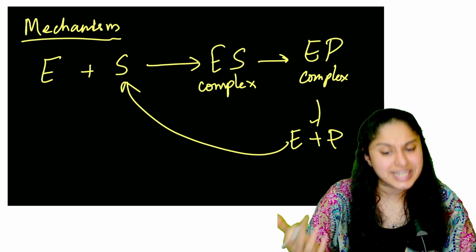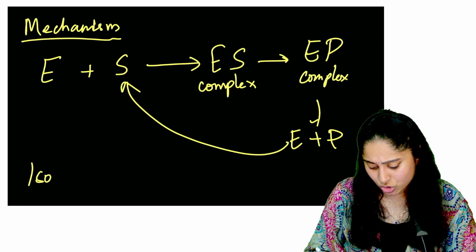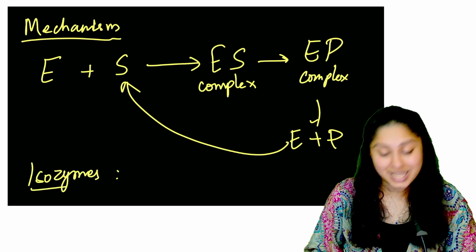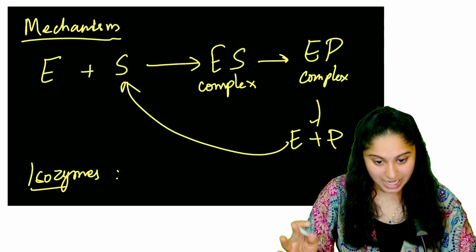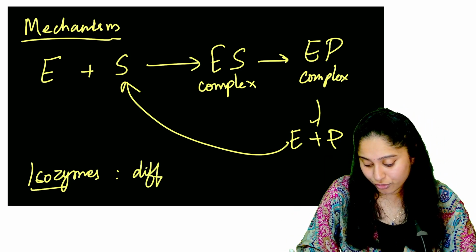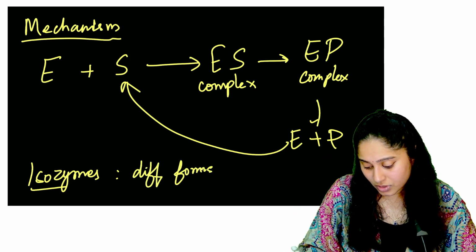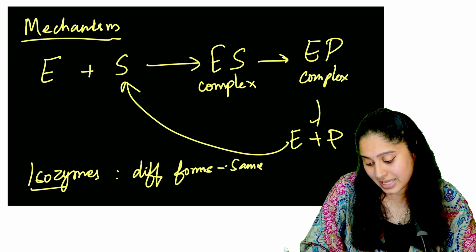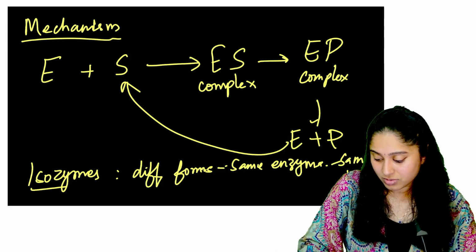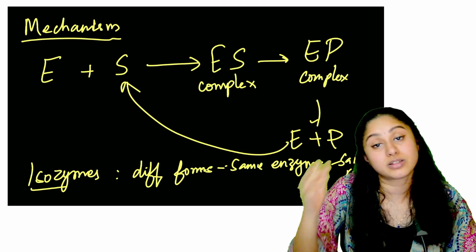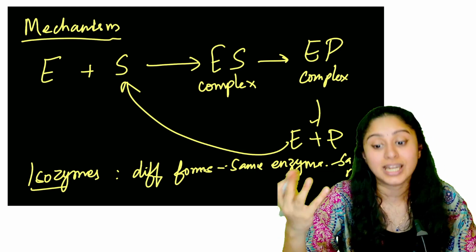Now when you look at enzymes, there are some things called isozymes, which are basically the same kind of enzyme, but different forms of the same enzyme. And this will catalyze the same reaction. Ma'am, why do I need the same fellow to act differently for the same reaction?